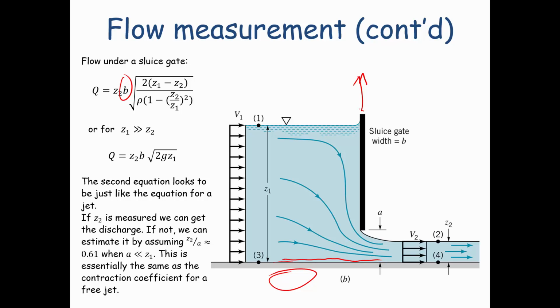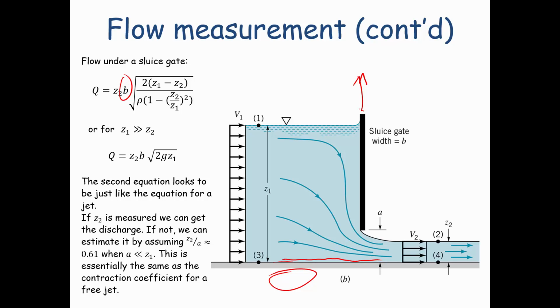We can calculate the discharge if we know the variables that you see in the diagram here. If we've got the depth Z1 and we've got the depth Z2 and we know the width, we can calculate the discharge coming through that gate.